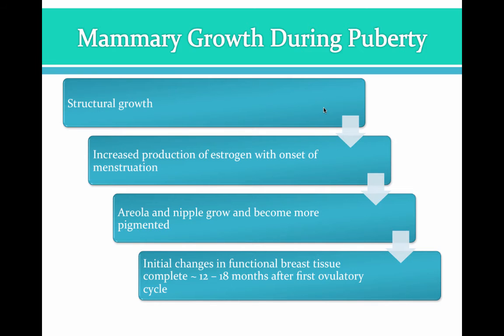The areola and nipple grow and become deeper in color during puberty and again during pregnancy. The initial major changes in functional breast tissue are typically complete about 12 to 18 months after the first menstrual period. Formation of fibrous connective tissue and laying down of fat continue to increase breast size during each adolescent menstrual period. Breast fullness experienced by women just before menstruation is due to an increased blood supply and excessive fluid retained in the tissues.